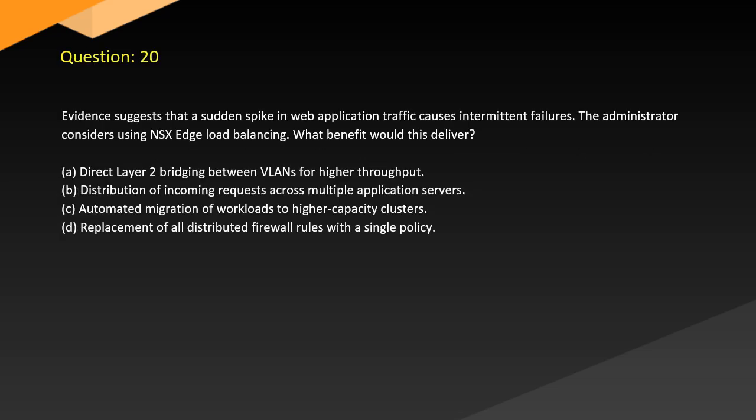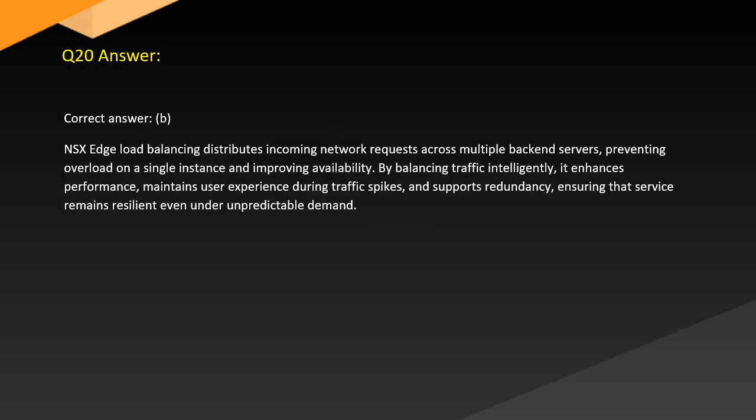Question 20. Evidence suggests that a sudden spike in web application traffic causes intermittent failures. The administrator considers using NSX Edge load balancing. What benefit would this deliver? A. Direct layer 2 bridging between VLANs for higher throughput. B. Distribution of incoming requests across multiple application servers. C. Automated migration of workloads to higher capacity clusters. D. Replacement of all distributed firewall rules with a single policy.